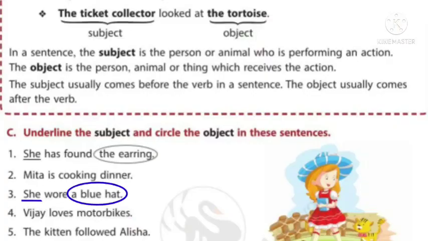Next one. She wore a blue hat. So she becomes a subject. Wore is a verb. It is the past tense of wear. A blue hat, that is the object in that sentence, a receiver of the action. So I hope you understood how to identify a subject and an object in a sentence. So children, try to do the rest of the exercises.